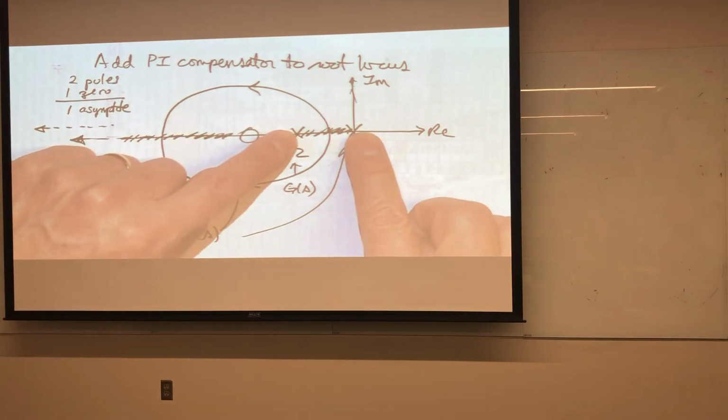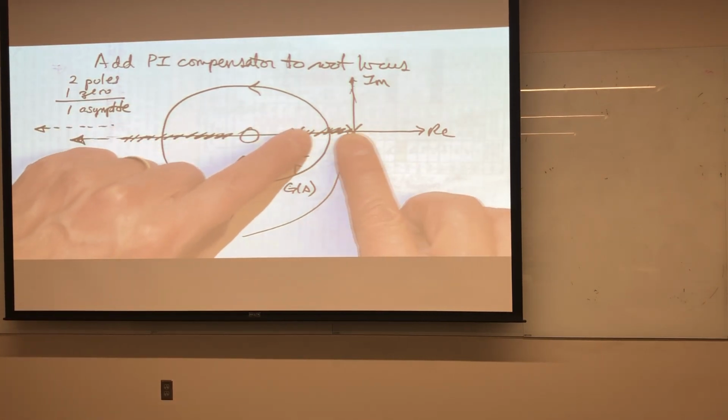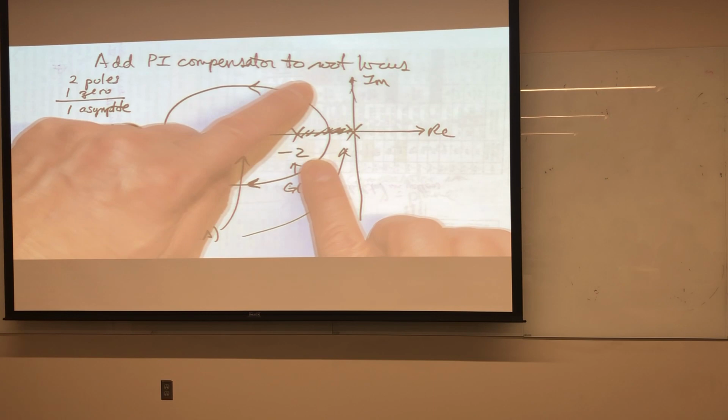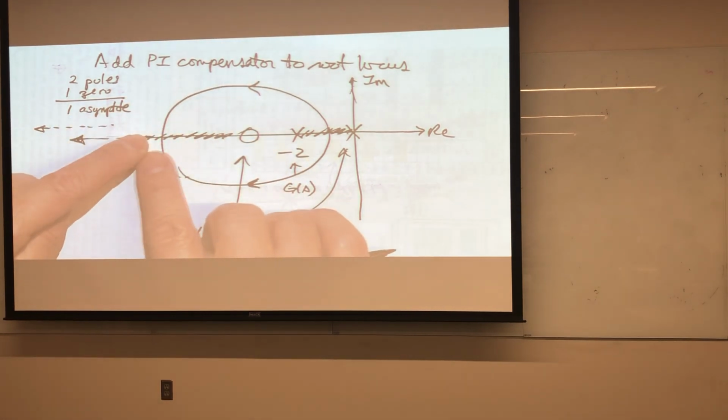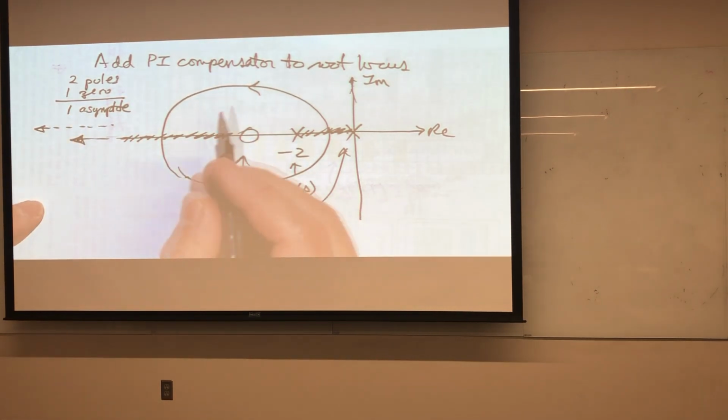Okay. So as K increases, the closed loop poles move this way, and then the closed loop poles move like this, and then the closed loop poles move like that.